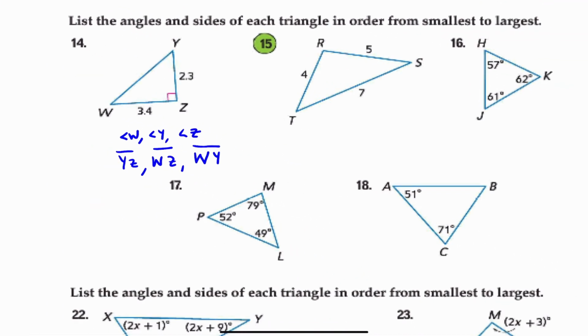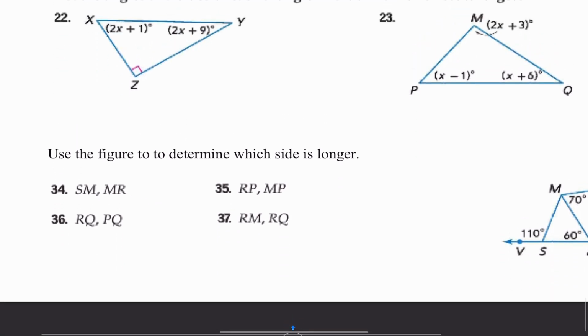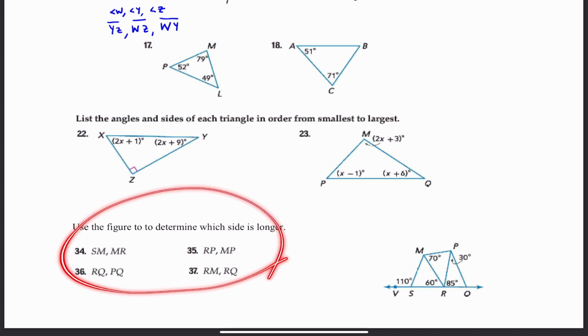Okay? So remember to refer back to your notes so you can answer these questions here. And this one right here is a little challenging. Not really, because you're trying to solve for x. It looks like you have expressions inside the angles. So you're going to use the triangle sum theorem, plug them in, and then list the angles and sides of each triangle in order from smallest to largest. And then you will use the figure to determine which side is longer.